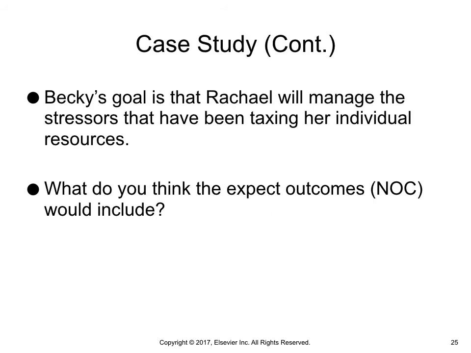Case study continued. Becky's goal is that Rachel will manage the stressors that have been taxing her individual resources. What do you think the expected outcomes would include?